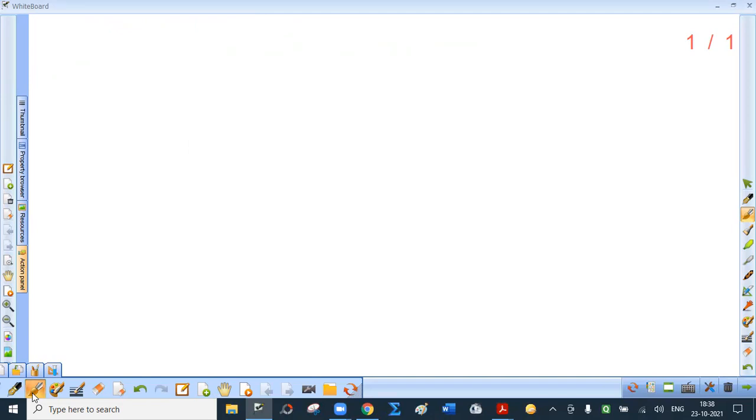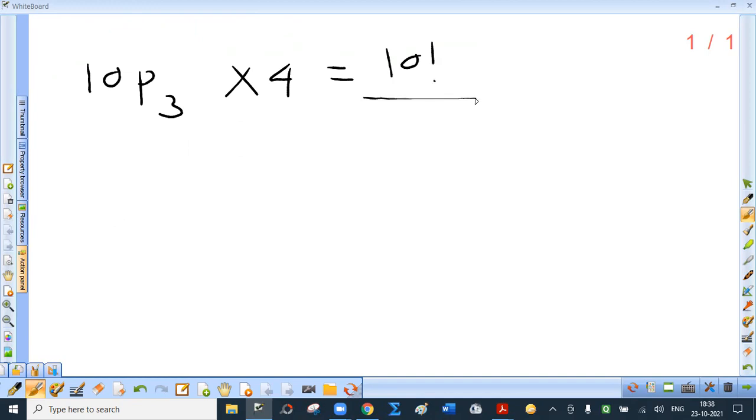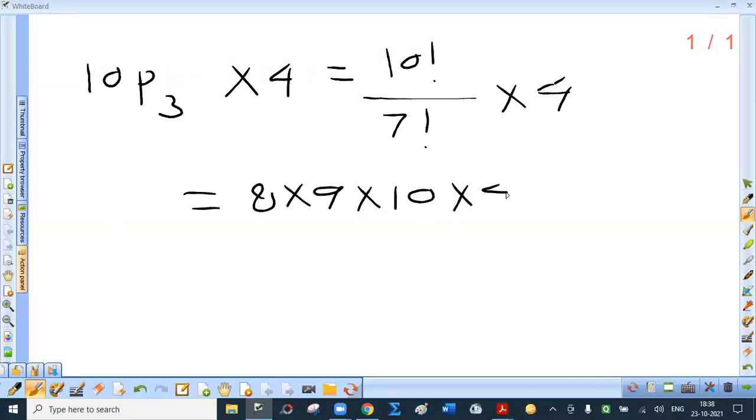Therefore, total number of required arrangements equal to 10p3 into 4. So find out. 7 factorial gets cancelled. 8 into 9 into 10 into 4. So 2880.